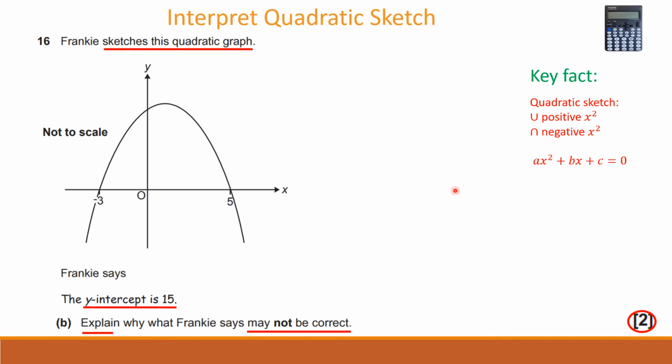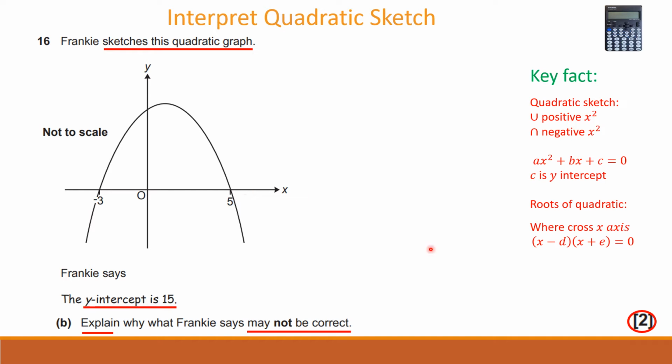Any quadratic is in the form of ax squared plus bx plus c equals 0. And c, this number here on the end, is where you cross the y-axis. So it's this point here. Now the roots of a quadratic, which is where you cross the x-axis, so these 2 points here at -3 and 5, are called the roots of the quadratic.